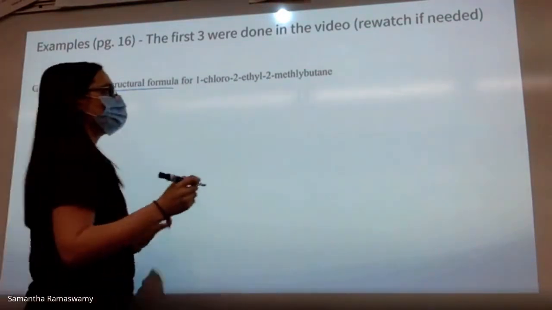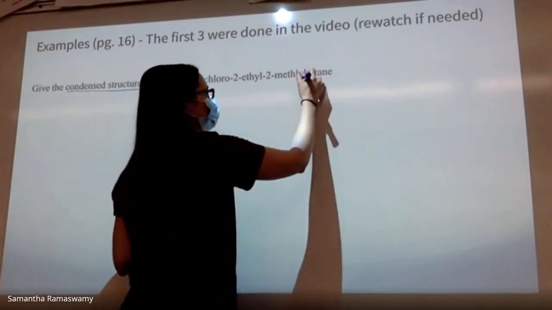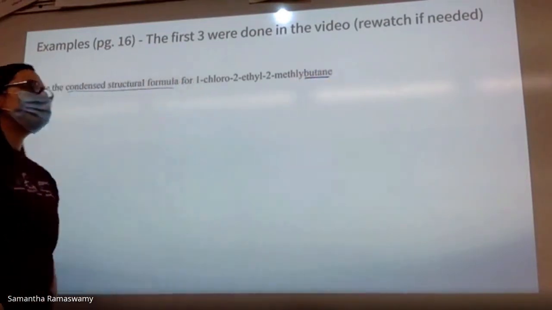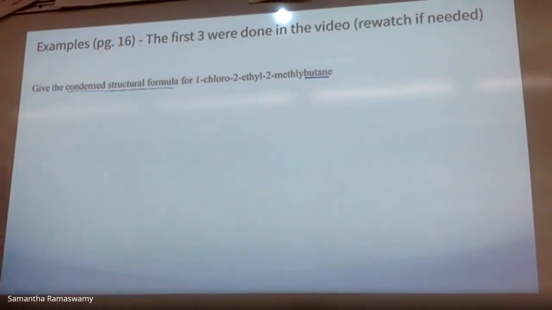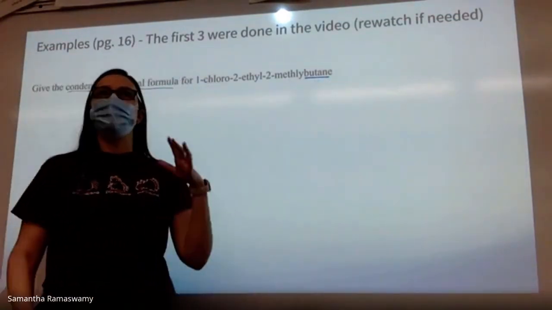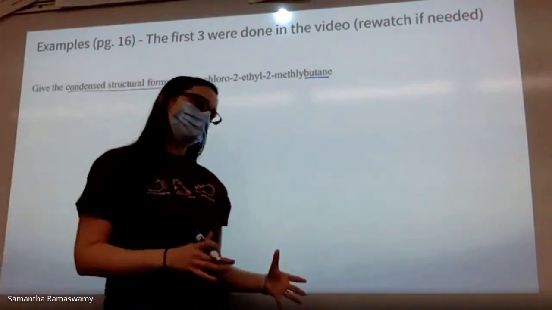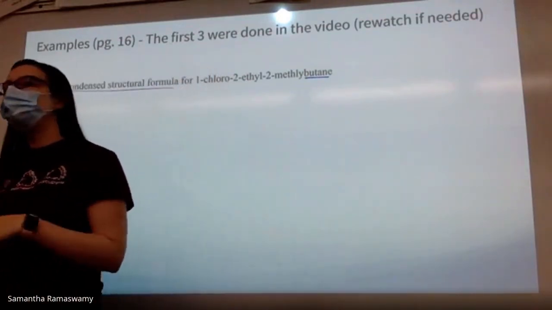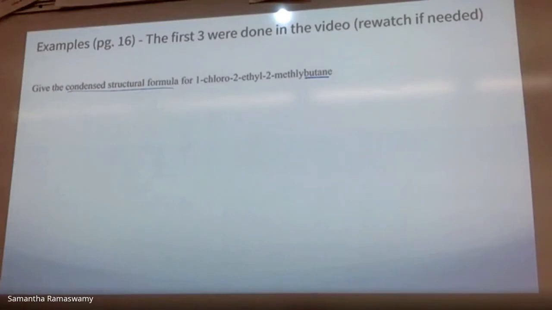When I want to draw the structure, I'm going to start at the very end. Butane. So ANE at the end means it's all single bonds. Right? ANE means all single bonds. We are only focusing on alkanes. We are only focusing on all single bonds. We're not doing alkenes or alkynes yet.